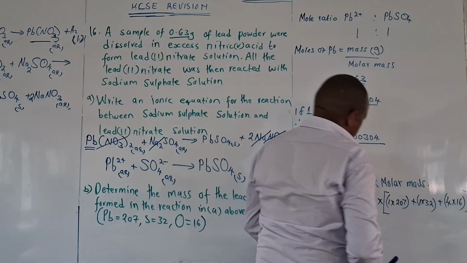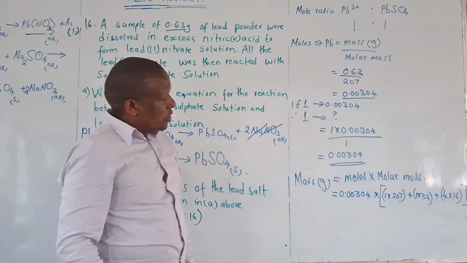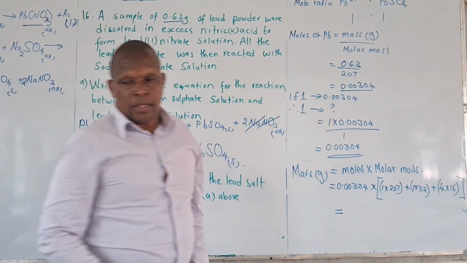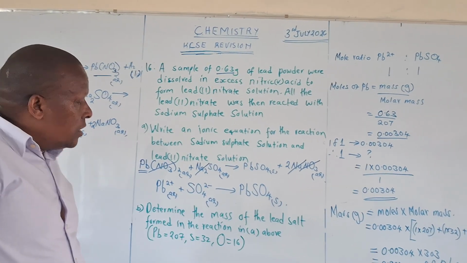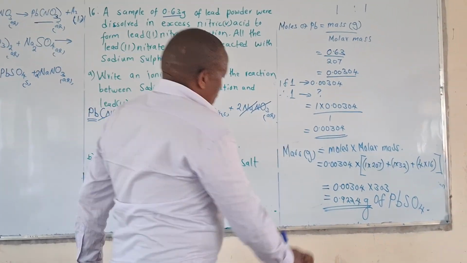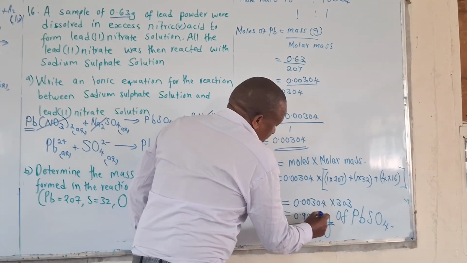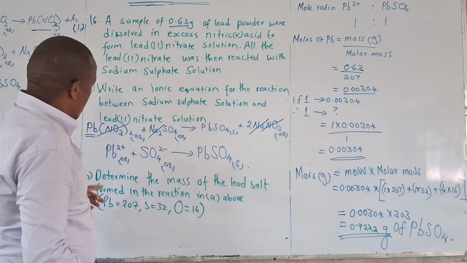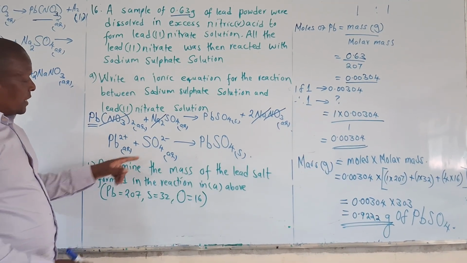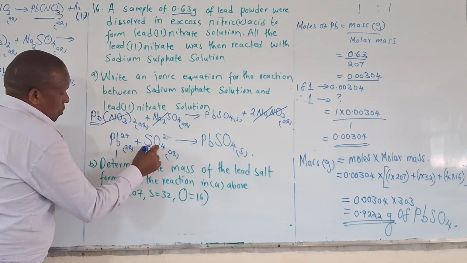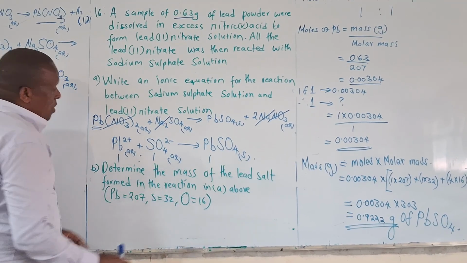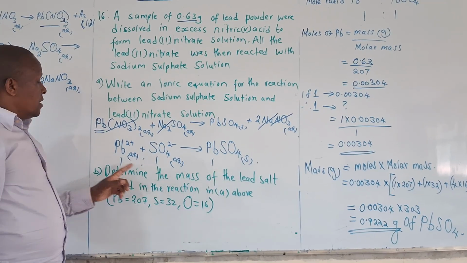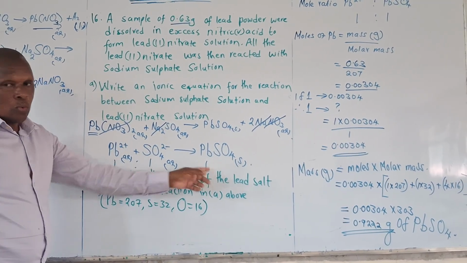Now the answer we get there, we multiply by 0.00304, which is going to be what? The answer is 0.9222 grams of lead sulfate. I hope you have followed it keenly. The mole ratio of lead ions to sulfate ions is 1 to 1 to 1. We are not interested in the sulfate ions. We are interested in lead and lead sulfate. The mole ratio of lead to lead sulfate is 1 to 1.